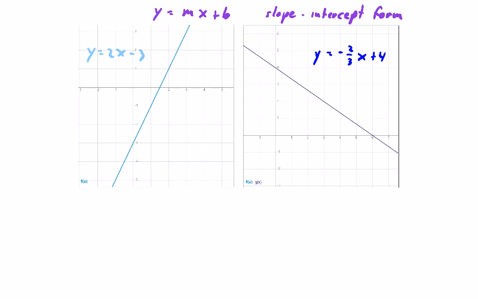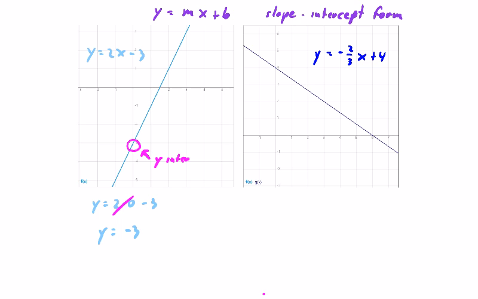To do that, we'll consider what happens when x equals 0 in each case. When x equals 0 in the first case, y is equal to 2 times 0 minus 3. The first term goes to 0, so we are left with y is negative 3. That's exactly where this function crosses the y-axis. This is called the y-intercept.